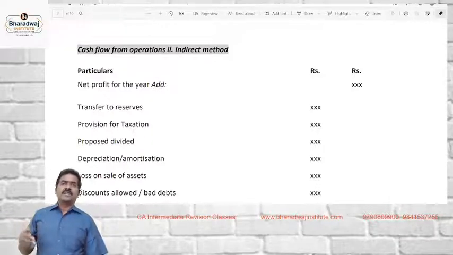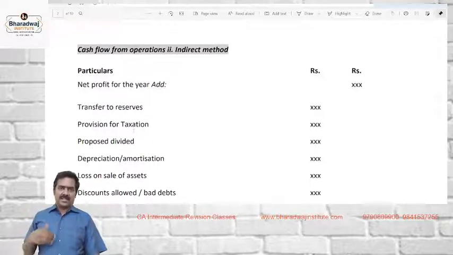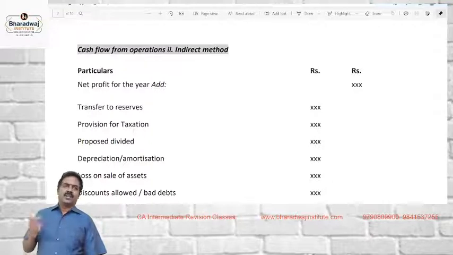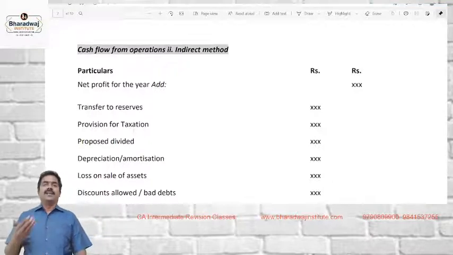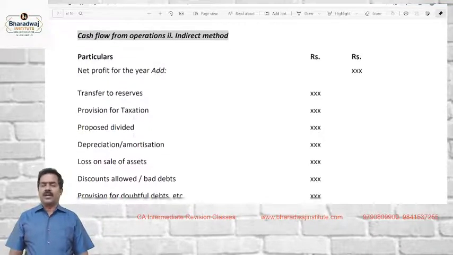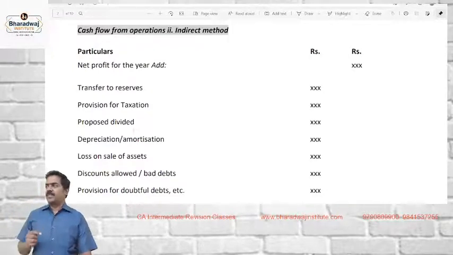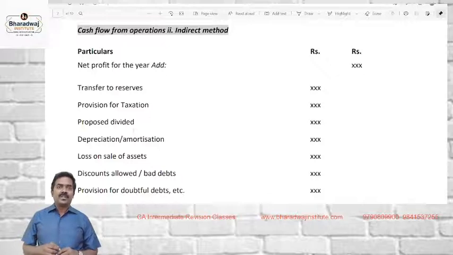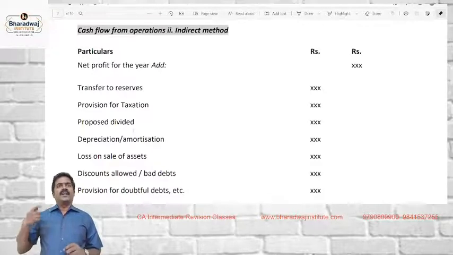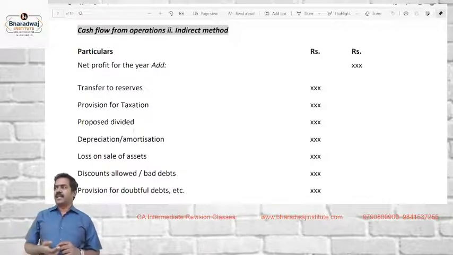Proposed dividend is a non-operating item as well as what? A non-cash item. Loss on sale of assets, like that. All non-operating items, non-cash items will be added back. Even interest paid or payable will be added back. Why? Because our net profit is after charging all these things. Our net profit is after charging which one? Both operating as well as what? Non-operating items.